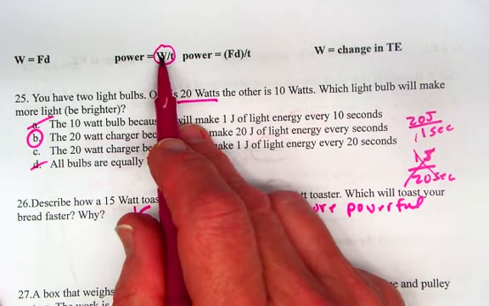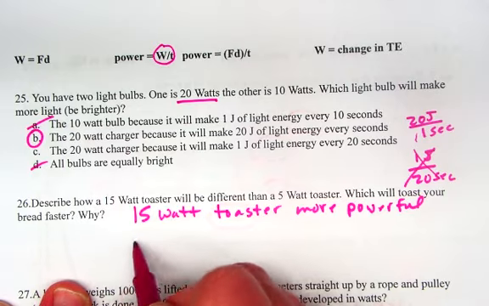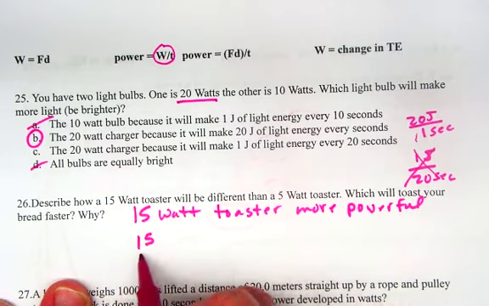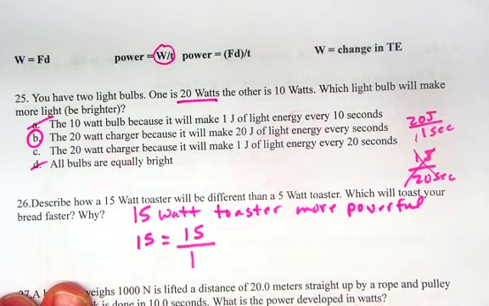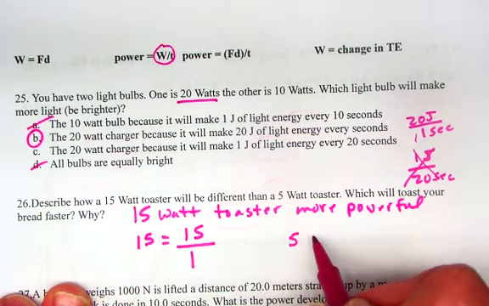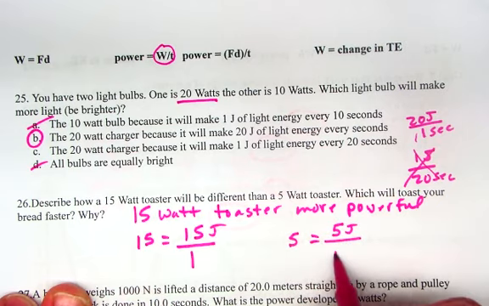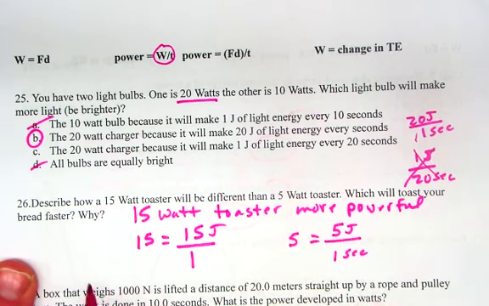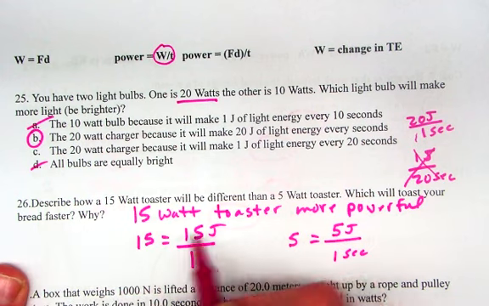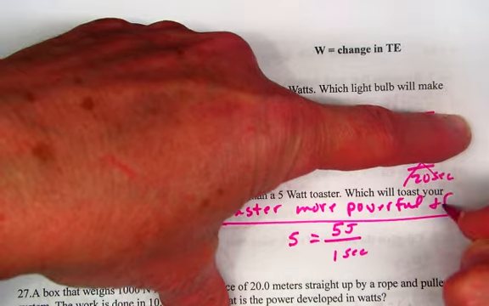So the work, if you think about the equation, we just did a problem on that on the other page. 15 watts could be 15 joules of work per second. But if you only have a 5 watt toaster, you can only do 5 joules of work per second. So it's going to take you longer if you have a less powerful toaster to toast your bread to the same toast. So which one will toast your bread faster? The 15 watt one. It's going to be faster.